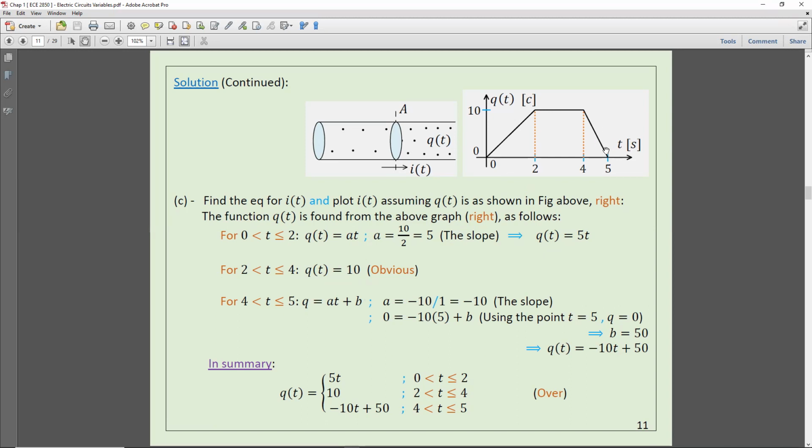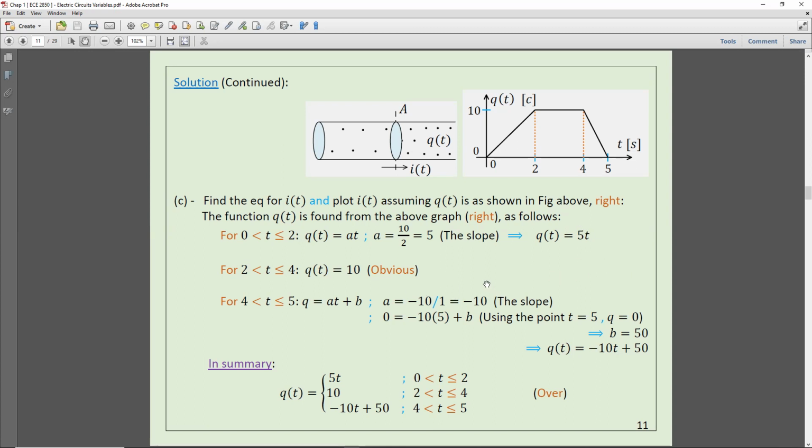So let's look at this part here. For this part, it's a straight line equation. In a straight line equation, y, which is q in this case, equals slope times t plus intercept b. Let's start first with how you can get the slope. To get the slope, as I told you, all I need is only 2 points. For example, this point x is 4, y is 10. This point x is 5, y is 0. Then you can use the formula y2 minus y1 divided by x2 minus x1.